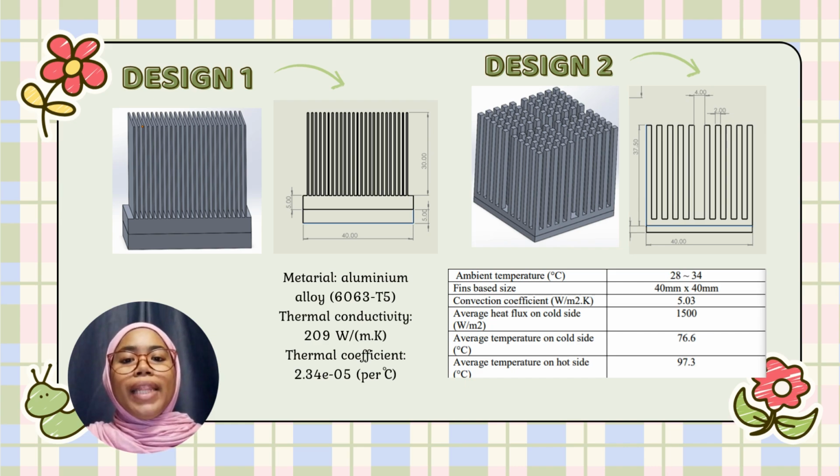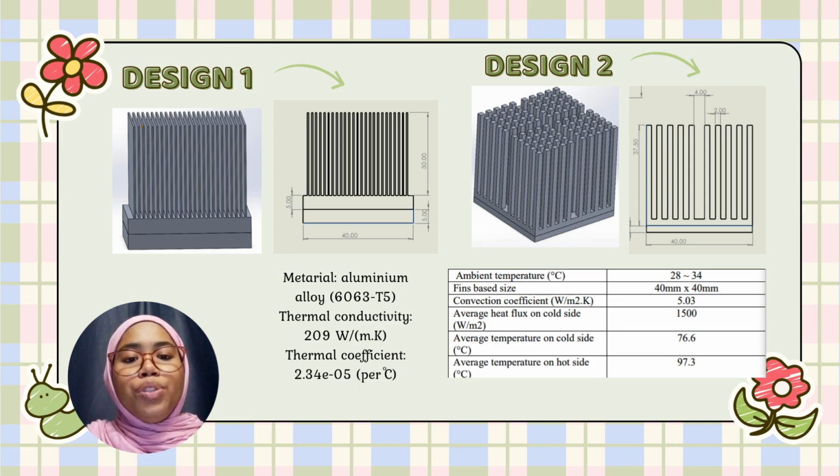My name is Nur Syafiqah binti Muhammad Firdaus and my matric number is E112320084. I would like to present the two designs we created for this assignment. So look at the slide. We have design 1 and design 2. For both designs, we use the material aluminum alloy 6063T5, and the thermal conductivity we use for these two designs is 209 watt per mK, and the thermal coefficient we use is 2.34 exponent negative 5 per Celsius.